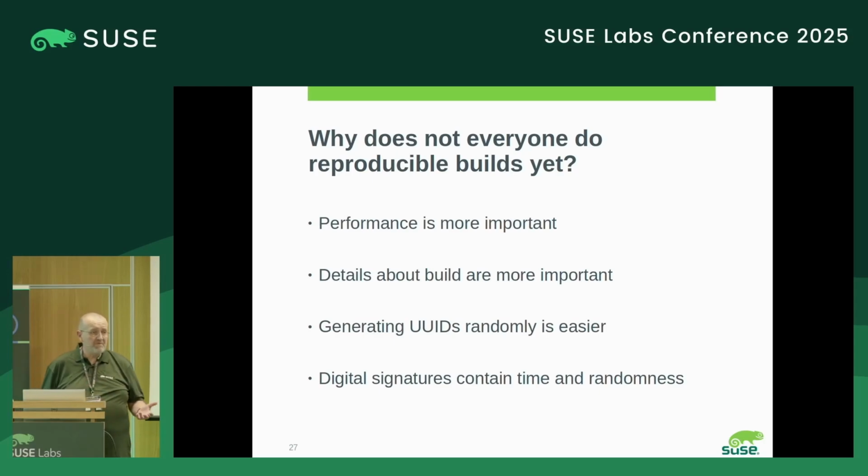Then for certain people, for certain projects, the details of the build, how it was built, on which processor, might be important. Then also generating UIDs, you saw the shenanigans that I had to do there to create a unique but not unique ID. If you create it randomly, it's much easier. And also, as I spoke about the digital signatures, those are a hard nut to crack.